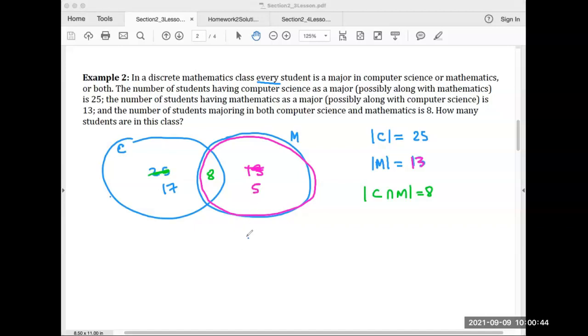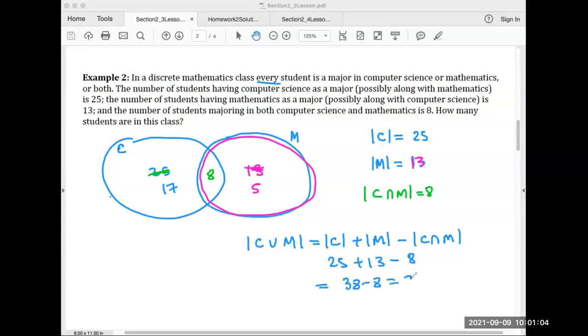Anyway, bad joke. All right, so we have C union M is going to be the magnitude of C plus the magnitude of M minus the magnitude of the overlap. So 25 plus 13 minus 8. We get 38 minus 8, which is 30. Okay. And you can see that from the Venn diagram too, right? If I add all the numbers, 25 plus 5 is going to give me 30. Okay. So that's how the principle of inclusion exclusion is useful in solving these kinds of problems. All right, questions there?